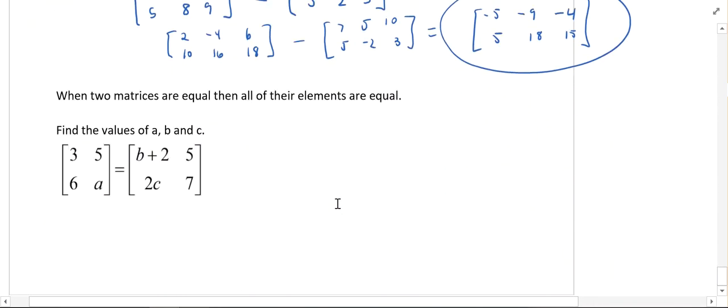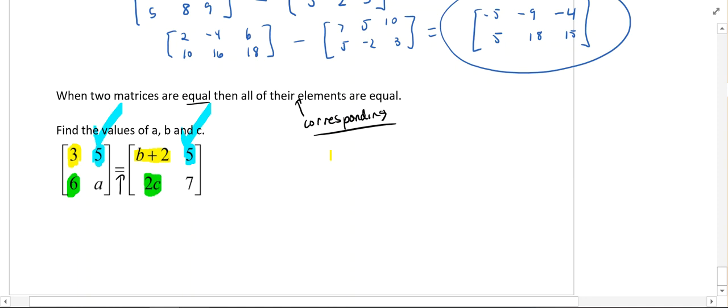One last thing, when two matrices are equal, so notice here I have an equal sign between them, then all of their corresponding elements are equal. That's telling me that this piece and this piece have to be equal. I'm going to add that corresponding. This one and this one are going to be equal. Well, yeah, it says 5 and 5. Good job. Little checks on it.